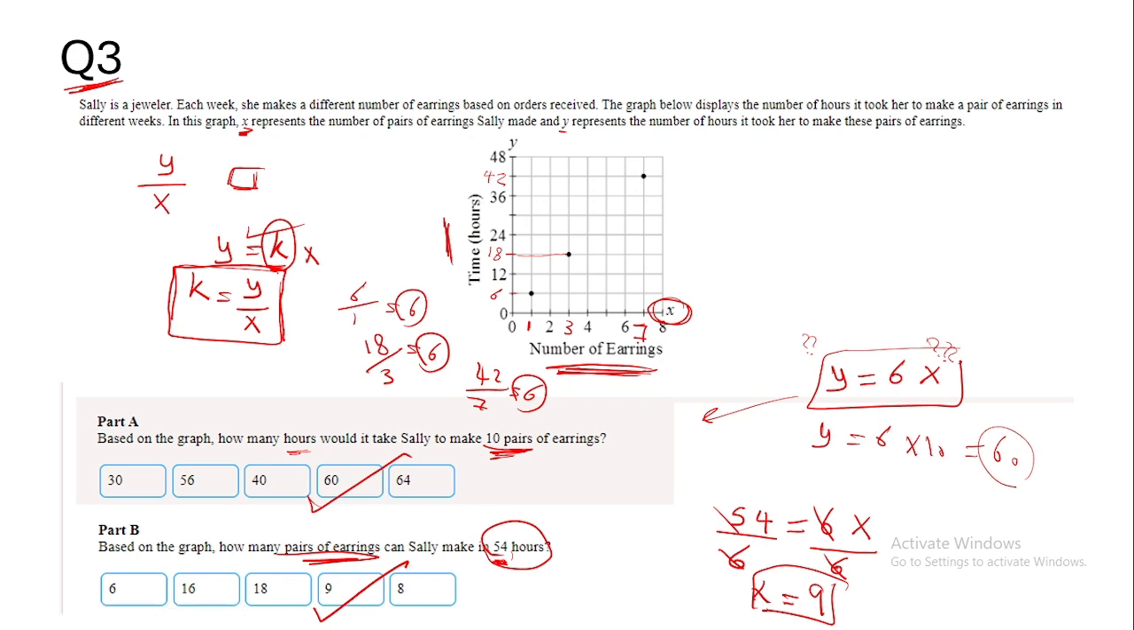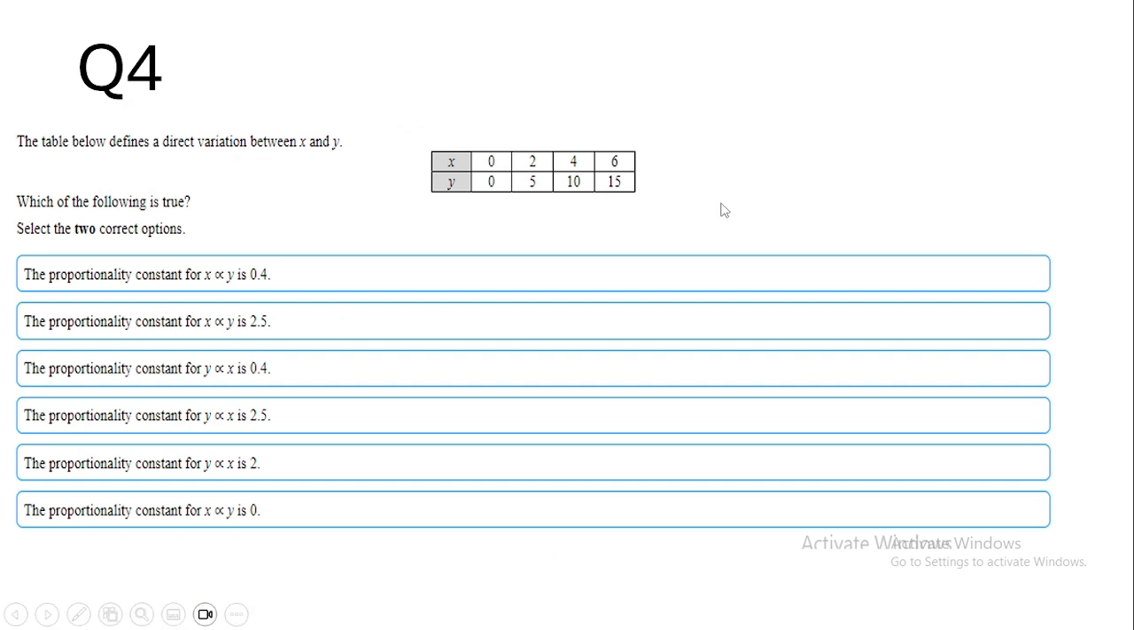This type of question, which has the graph, is very simple, and it has the same scenarios and same concept. Okay, so now we'll move to question number 4. Question number 4, let's say the table below defines the direct variation between x and y. There's a direct variation between x and y. Direct variation, as we said, is between x and y. Okay, let's say that x, y: 0, 0; 2, 5; 4, 10; 6, 15.